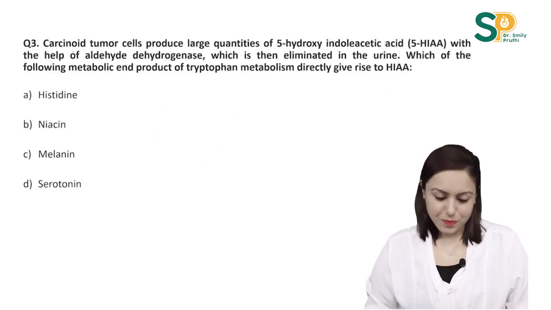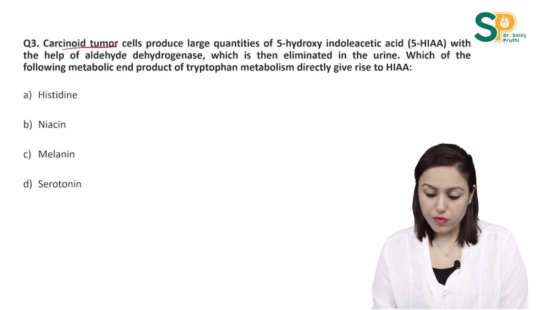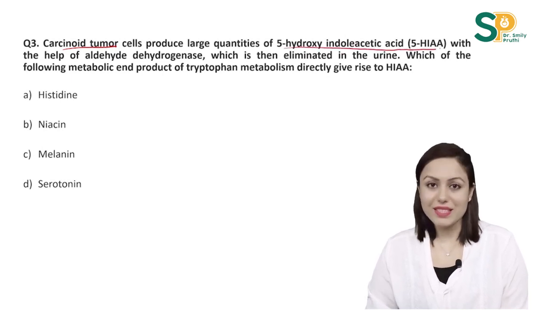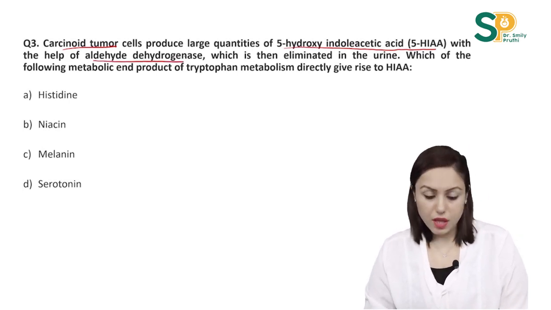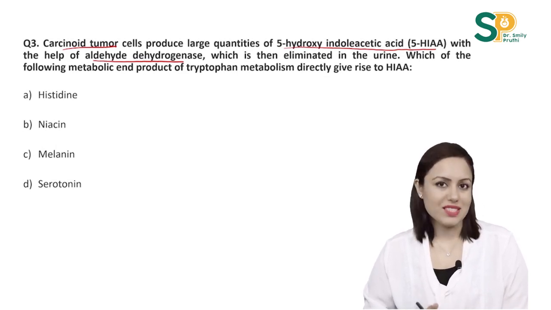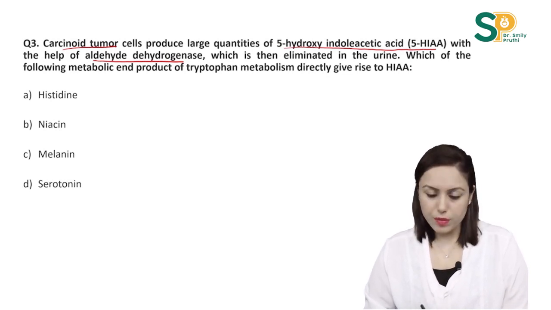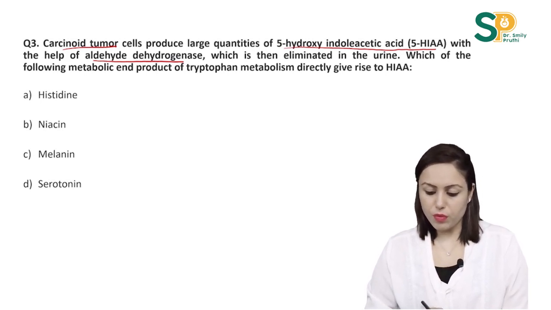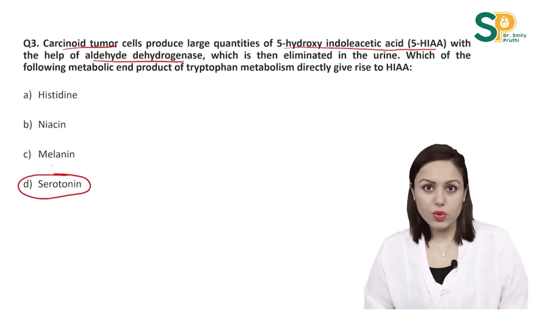Coming to question number 3. Carcinoid tumor cells produce large quantities of 5-hydroxyindole acetic acid with the help of aldehyde dehydrogenase, which is then eliminated in the urine. Right, we know that 5-hydroxyindole acetic acid is a product of serotonin that is coming in urine, right? Which of the following metabolic end products of tryptophan metabolism directly gives rise to hydroxyindole acetic acid? So, answer here is serotonin.